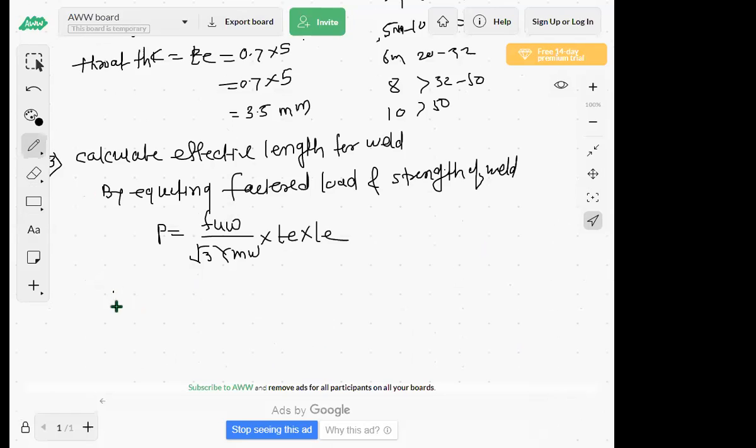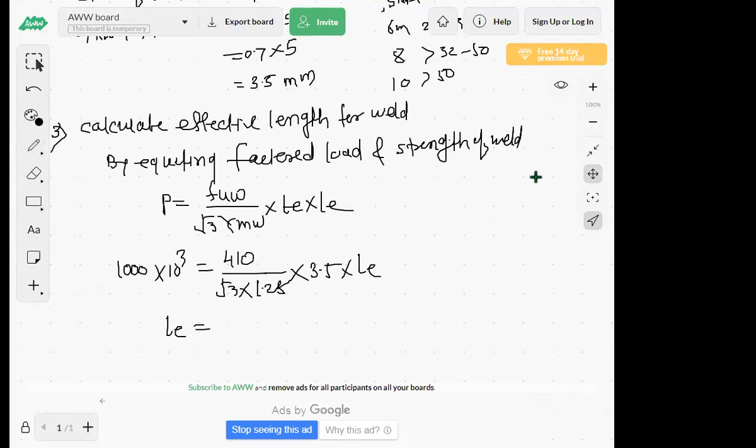So here factored load is 1000 into 10 raised to 3 is equal to FUW. FUW is the ultimate strength. So ultimate strength is 410 divided by under root of 3 into gamma MW, which is 1.25, into this T, 3.5, into LW. So calculate LE, effective length.